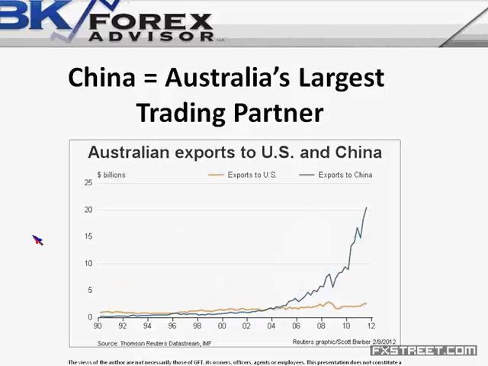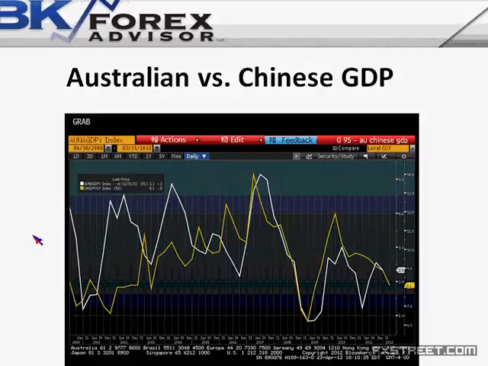You see that China is Australia's largest trading partner. Between 1990 and 2012, exports to the U.S. have pretty much flatlined with a very slight turn upwards. Exports to China, on the other hand, have exploded. So what this has done is that it has made Australian and Chinese GDP very correlated.